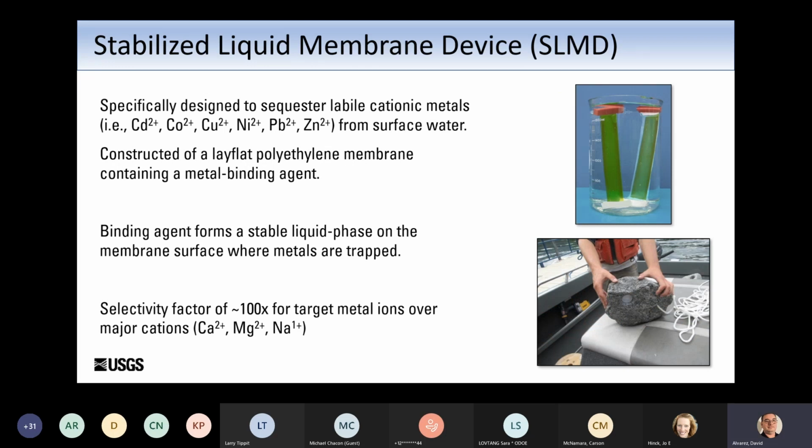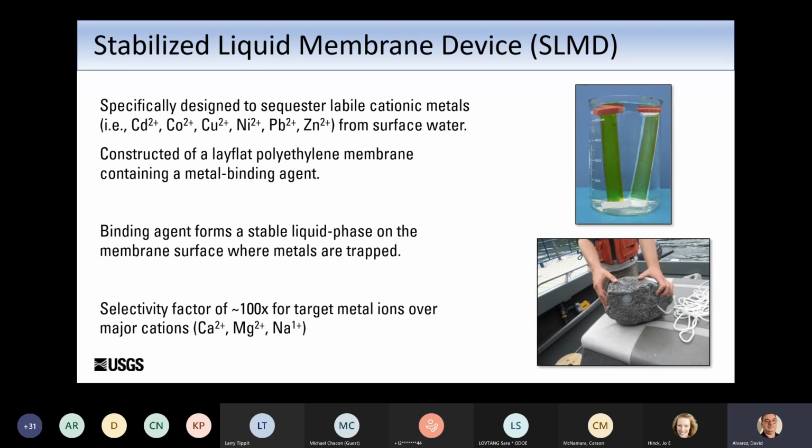Another sampler is the stabilized liquid membrane device, or the SLMD, which was developed by USGS as a research tool to measure cationic metals in surface waters. More recent developments have been using this sampler to measure metals at the sediment water interface, and I'll show an example of that later in the presentation. This sampler is constructed of a lay-flat polyethylene membrane, the same one that was in the SPMD and the PED samplers, and I apologize for all the very similar acronyms here.